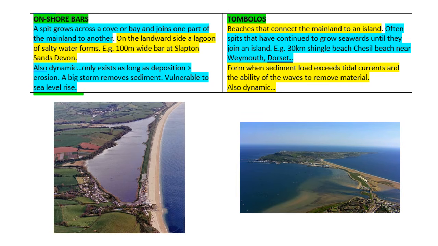Tombolos is where the beach connects the mainland to an island, like in that picture there. And this is where the spit continues to grow out to sea until it joins to the island. And an example is Chesil Beach.